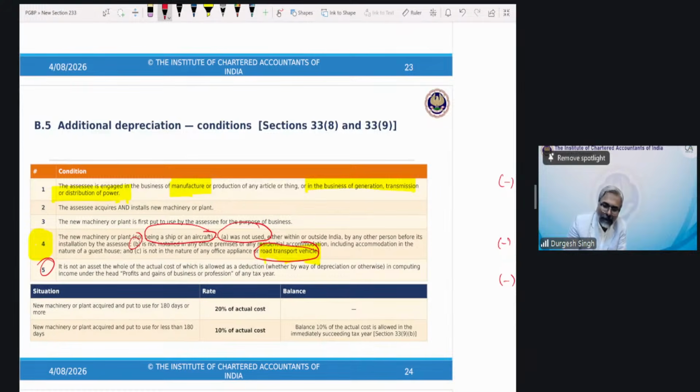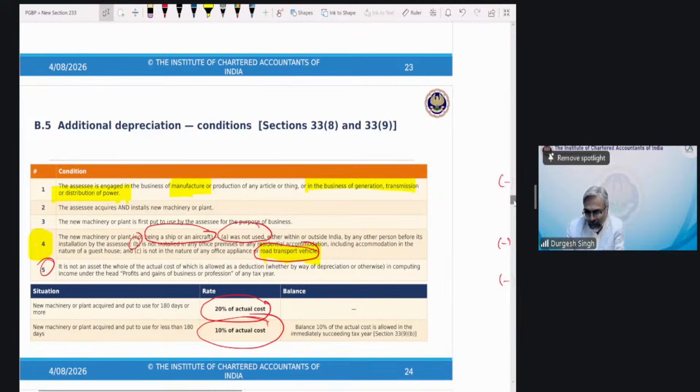Fine, students. Now, next point, students, as you know, 20% of the actual cost is the rate of additional depreciation over and above the normal rate. And if the asset is put to use for less than 180 days, then it becomes 10% of the actual cost. But be careful, 10% in the current year and the balance would be 10% in the next year. Current year 10%, next year 10%. That is how it goes. So it is not that because it is put to use for less than 180 days, you get only 10%. No. Next year the balance 10% is available.